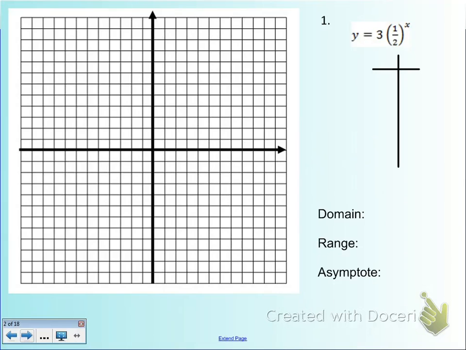Okay, first problem. We're graphing. We have y equals 3 to the 3 times 1/2 to the x power. Give this one a try. Come back for the solution.